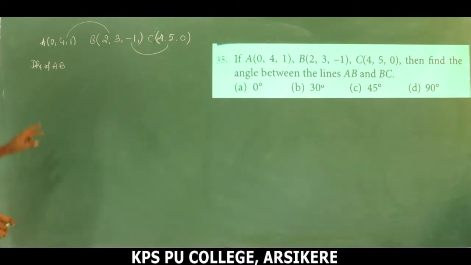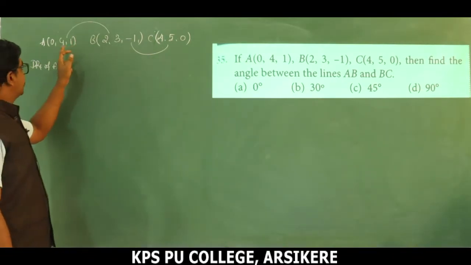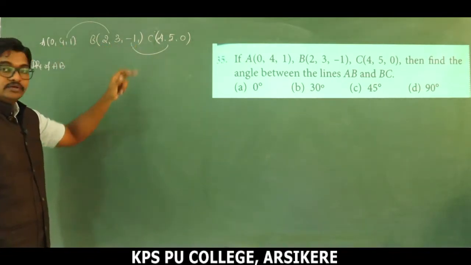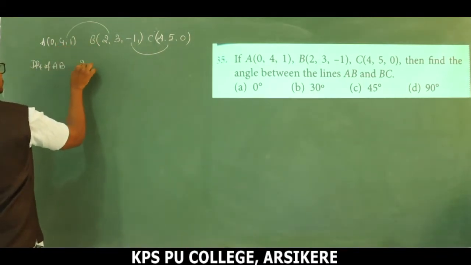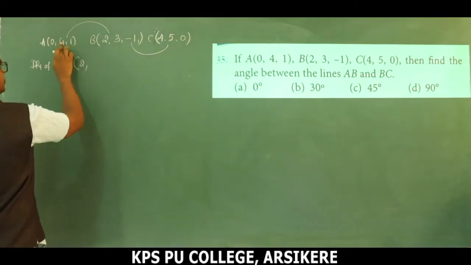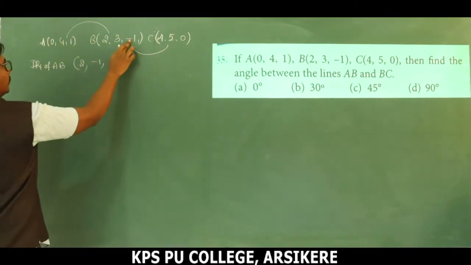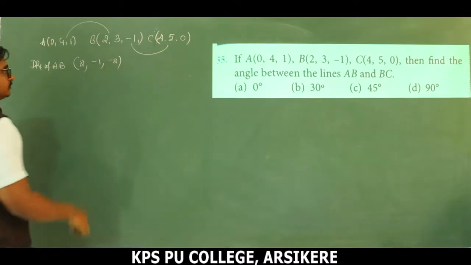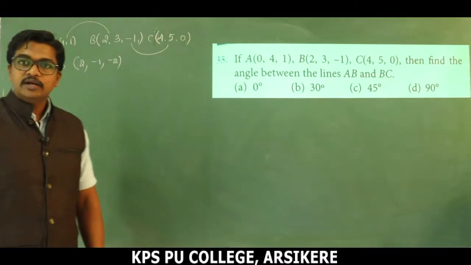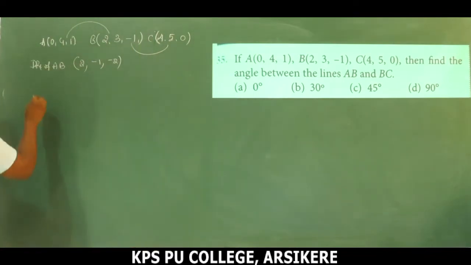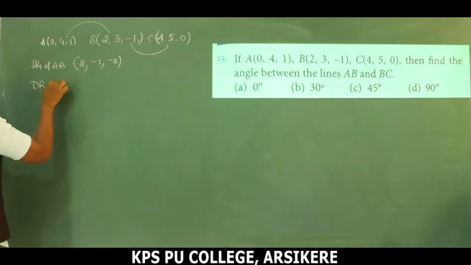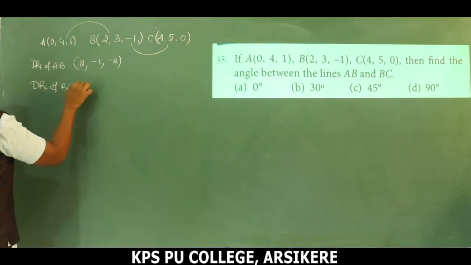The direction ratios of the line passing through A and B are x2 minus x1, y2 minus y1 and z2 minus z1. Take the first point as x1, y1, z1 and the second as x2, y2, z2. So x2 minus x1 is 2 minus 0, that becomes 2. The second one, 3 minus 4, that is minus 1. Then minus 1 minus 1 is minus 2. So 2, minus 1, minus 2 becomes the direction ratios of the first line.